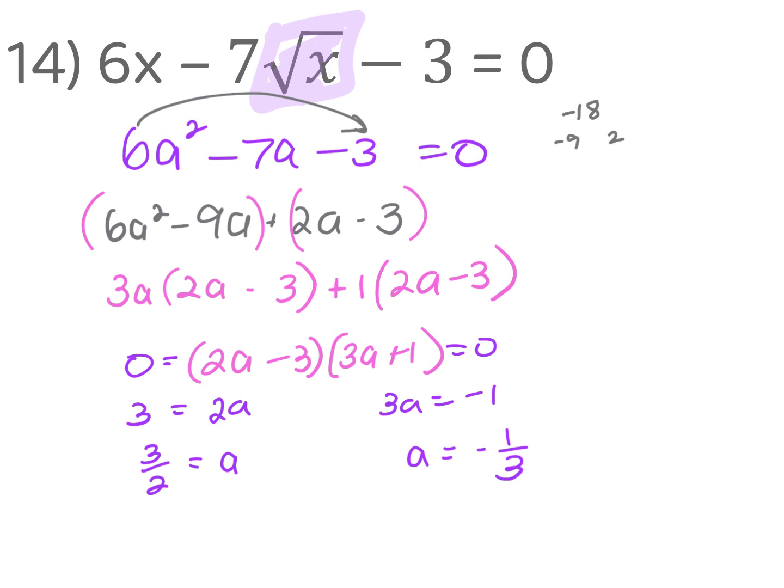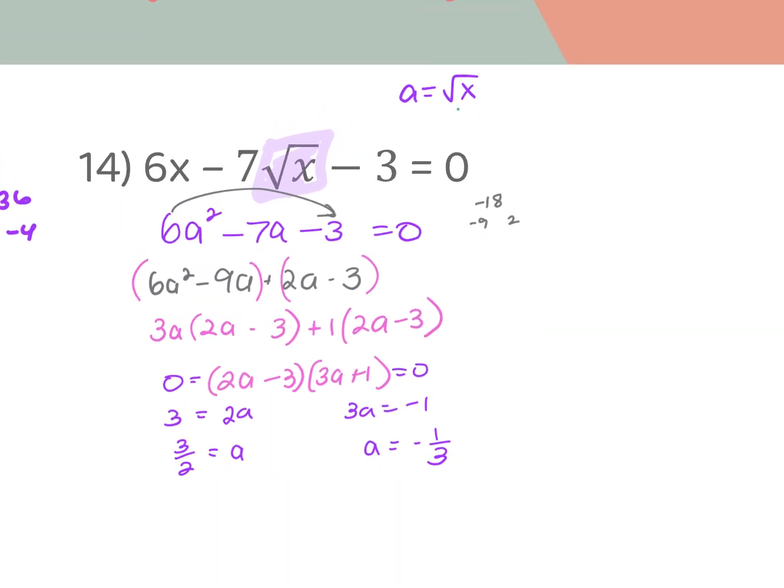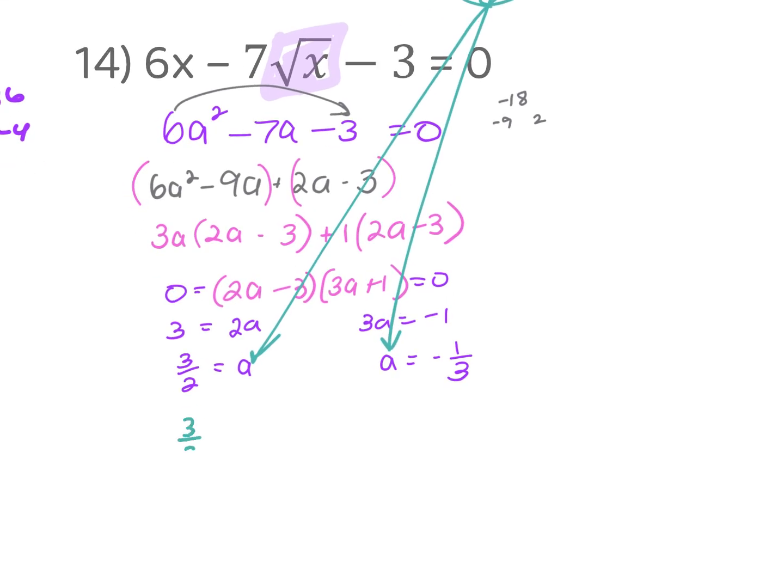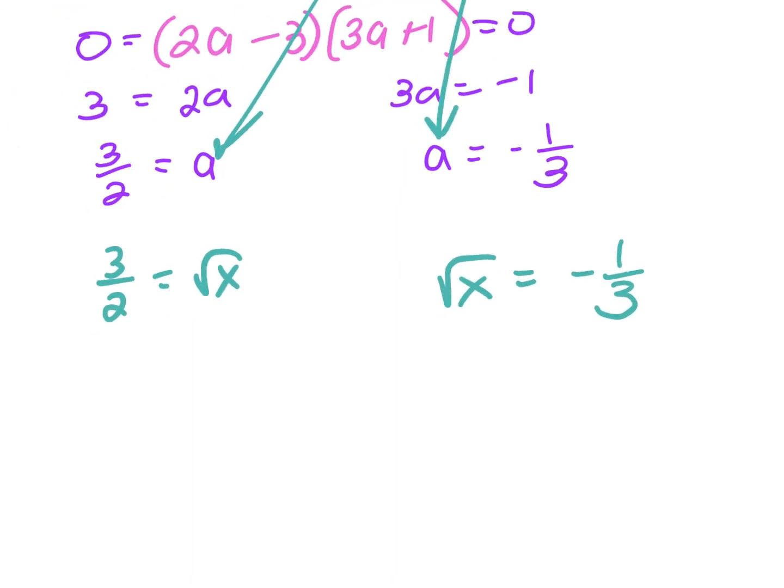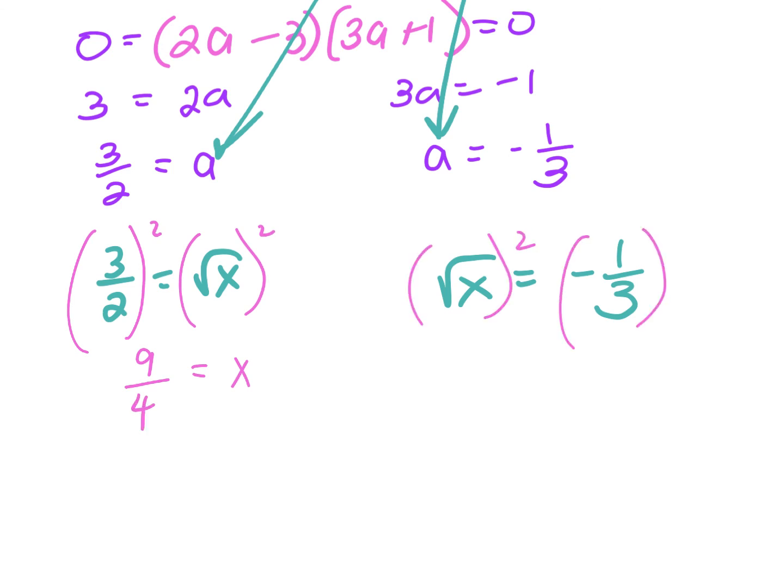Last step, plug back in what a equaled. So 3 halves equals square root of x, and square root of x equals negative 1/3. How do I get rid of a square root? Good, square both sides. So x would equal 3 squared, which is 9, over 2 squared, which is 4. Square both sides. Negative 1/3 would be a positive 1/9.